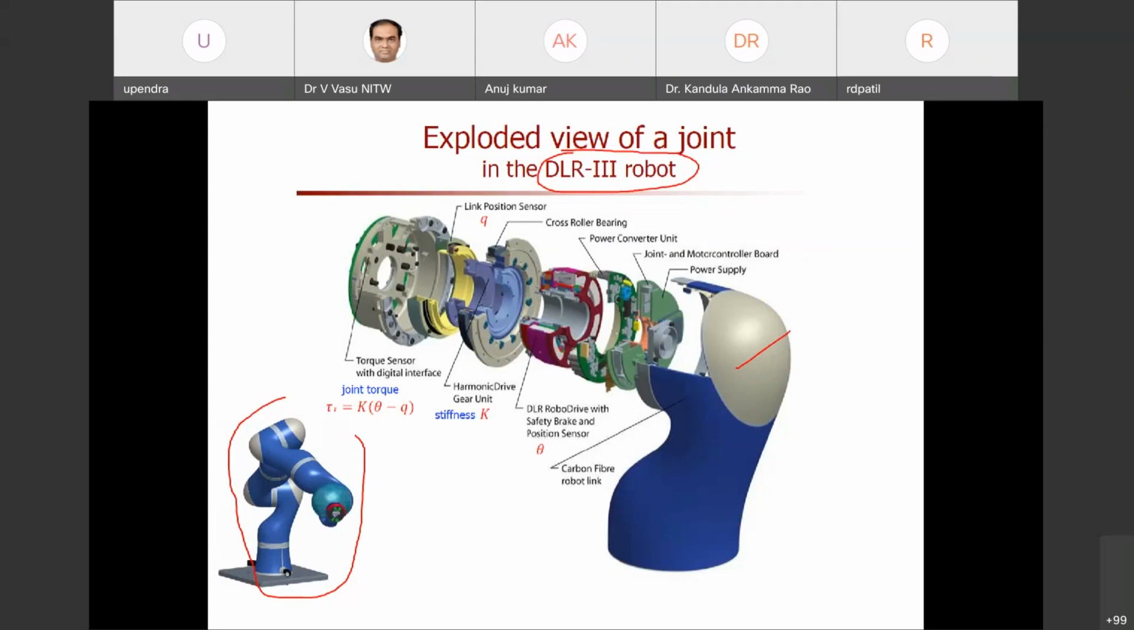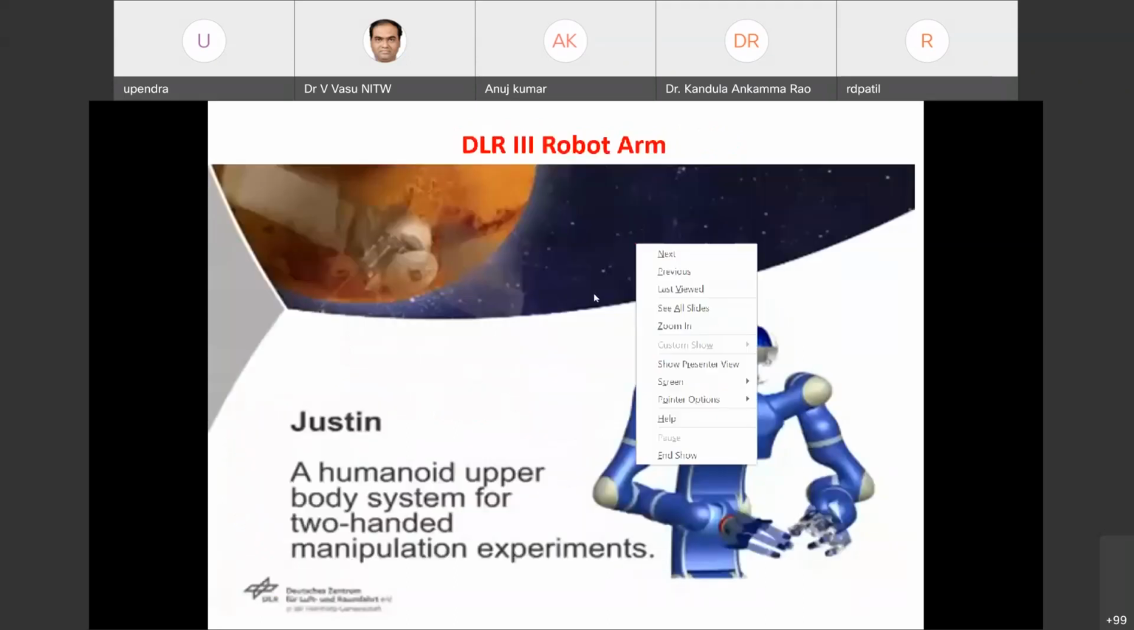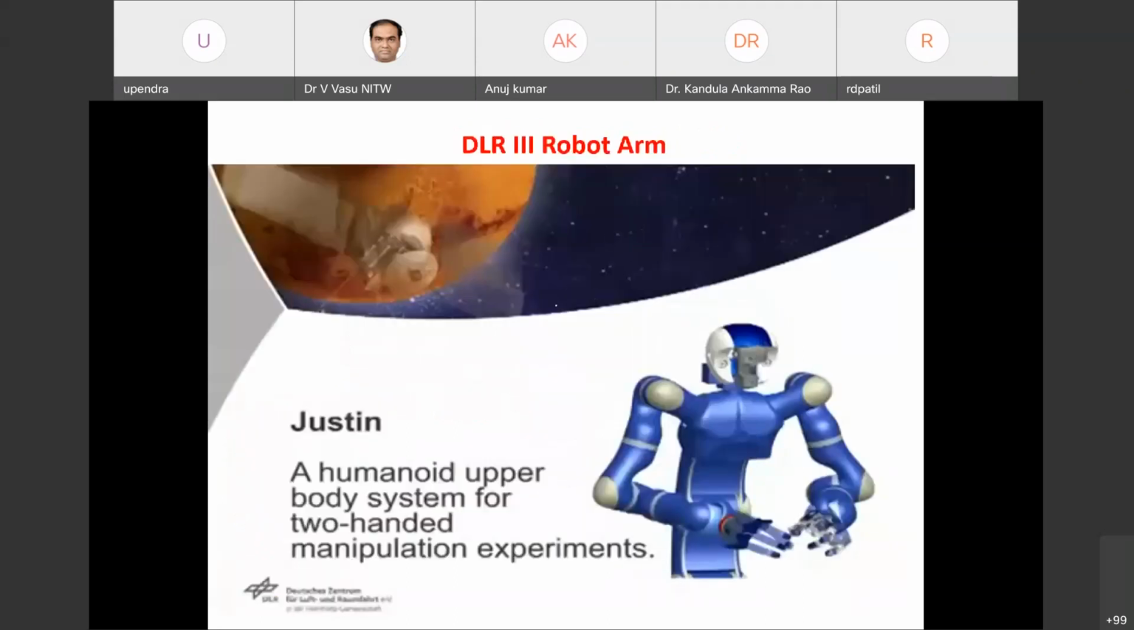This is the exploded view. We have the electric motors, the harmonic drives, and finally the position sensors. This robot is mainly used for human applications like that. This type of links, the humanoid robot manipulator, can be used for these particular applications. This small video will show you how this DLR robot can be used.